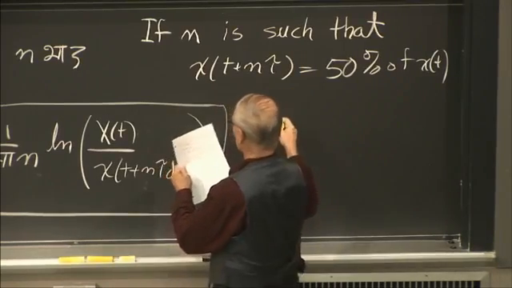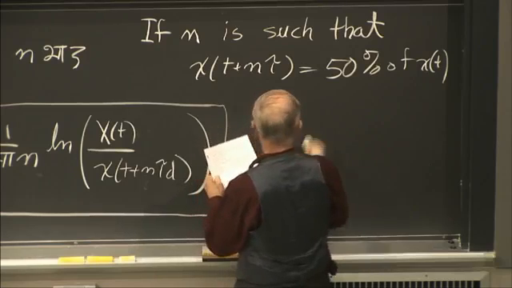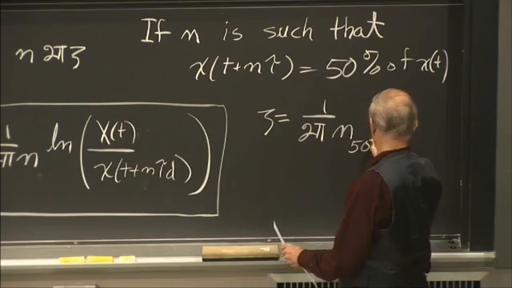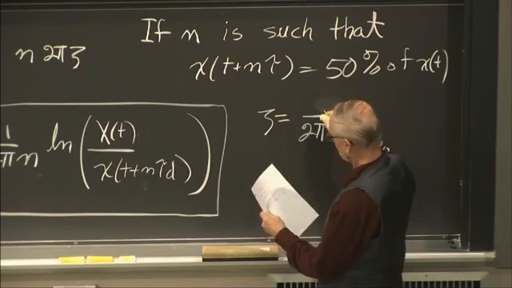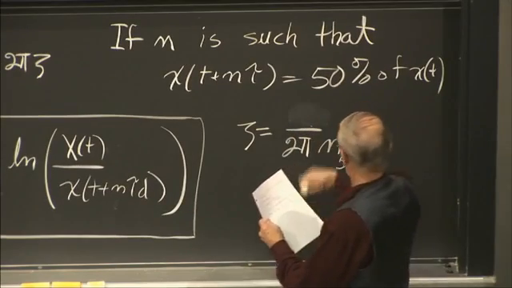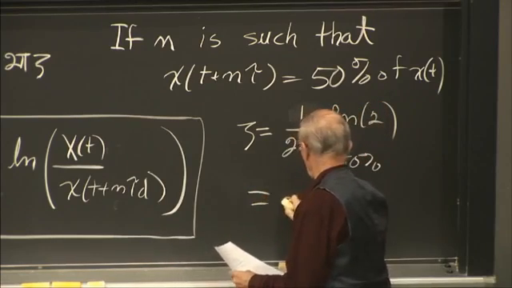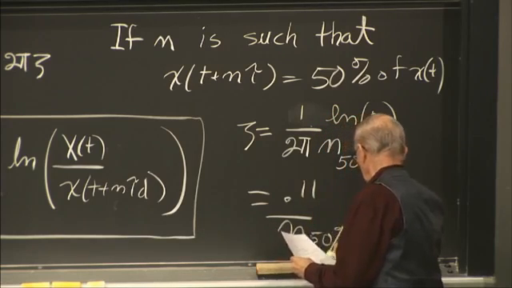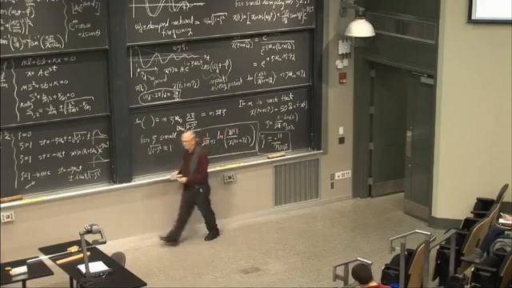So there's a little rule, if you just work that out, you find that zeta equals 1 over 2 pi n 50%, not n, times natural log of 2. And you end up here with, do this carefully, 1 over 2 pi n 50% natural log of 2, and that is 0.11 over n 50%. That's a really handy little engineer tool to carry around in your head.